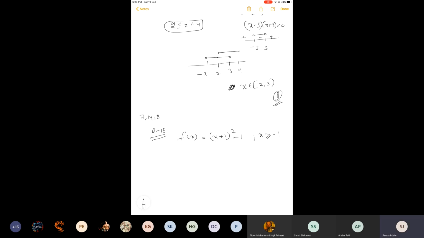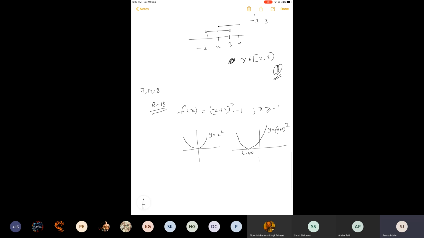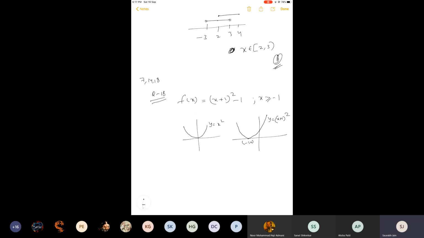So what we can do, we can draw the graph. How to draw the graph? First of all, I will draw the graph of y equals x square. Transformation: y equals x square. Then because of that, I can draw y equals (x plus 1) whole square, shifted 1 unit to the left hand side. I hope you remember. And what about this point? This is (0, 1).